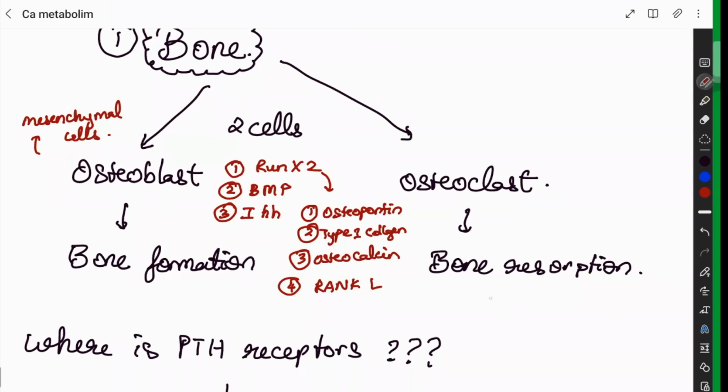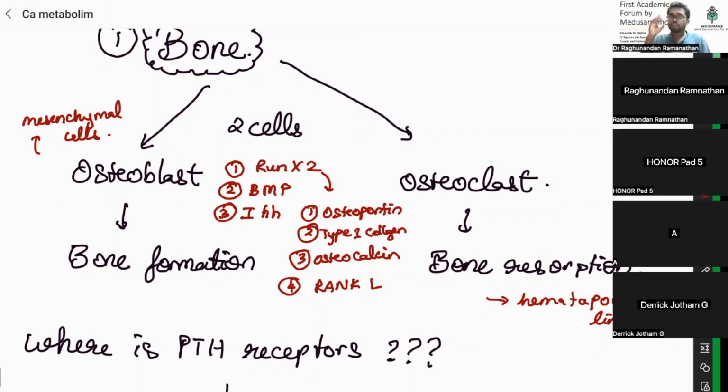They are derived from the hematopoietic lineage. And who is going to be facilitating the osteoclast differentiation? For osteoclast differentiation you need osteoblast. So both are going to be interdependent. For osteoclast you need osteoblast.